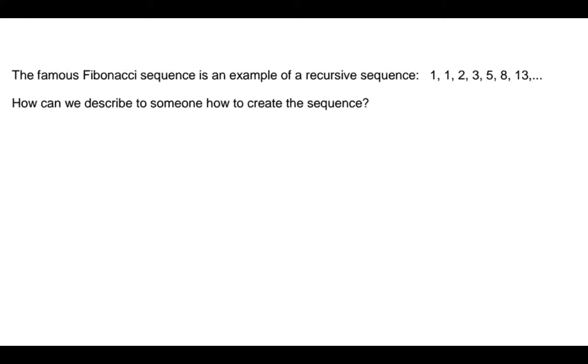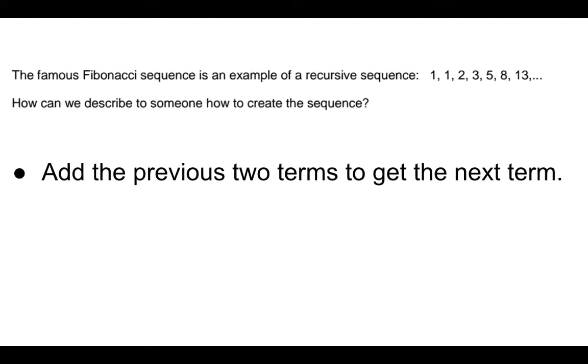So how could we describe how to create the sequence? You can think about this for a second. What's the pattern that's happening, and how does the sequence get created? So we add the previous two terms to get the next term, and start with 1 and 1. Both of those points have to be part of a recursive sequence. A recursive sequence is going to use the previous terms in some way.